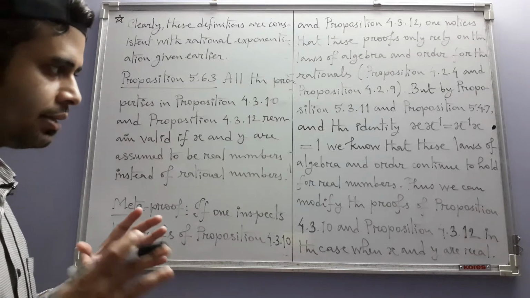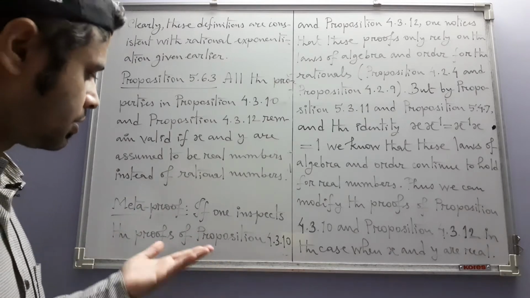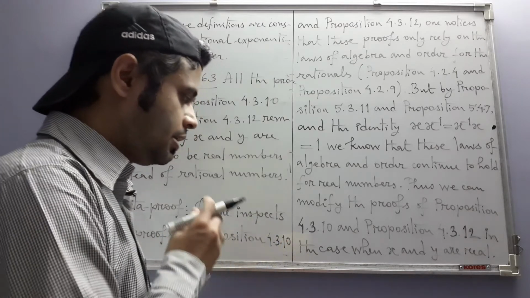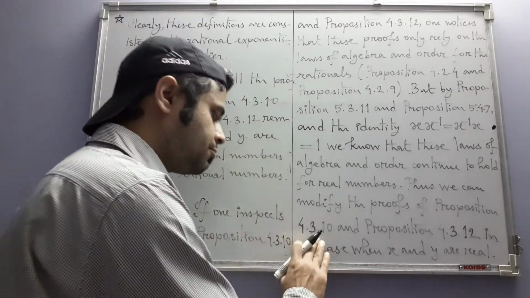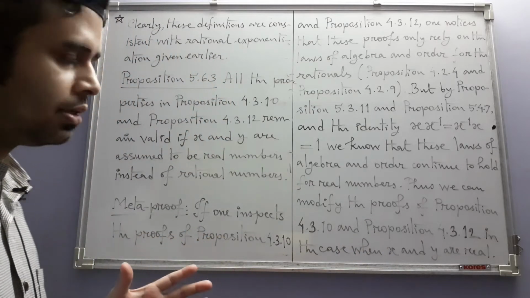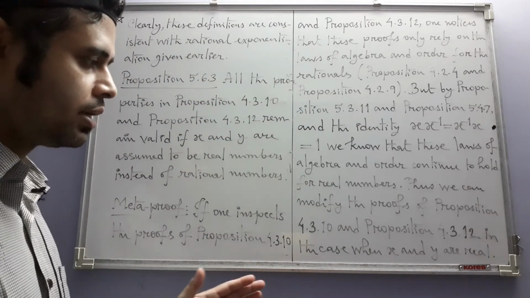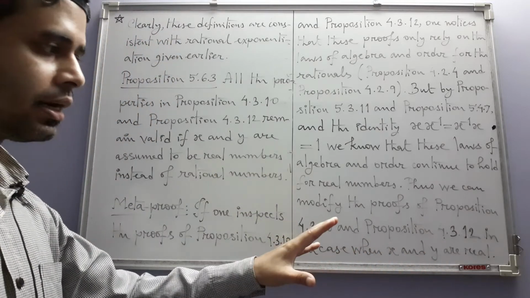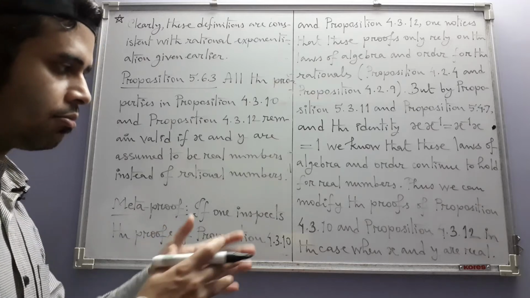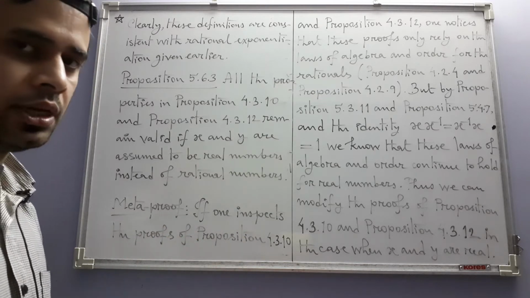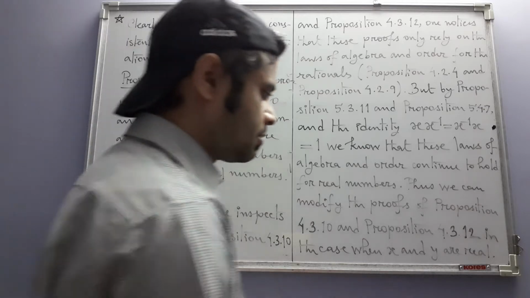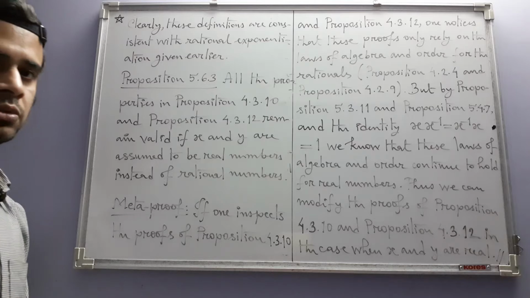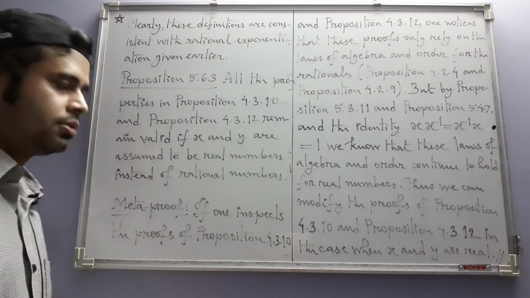As far as writing the actual proof goes for this proposition, you just repeat the proofs of 4310 and 4312. The only difference is that wherever the bases x and y appear in those proofs, now they are real. Just change the word rational to real, that's it. That just gives you the proofs. So that's why it's the meta proof. It's a proof about the proofs.